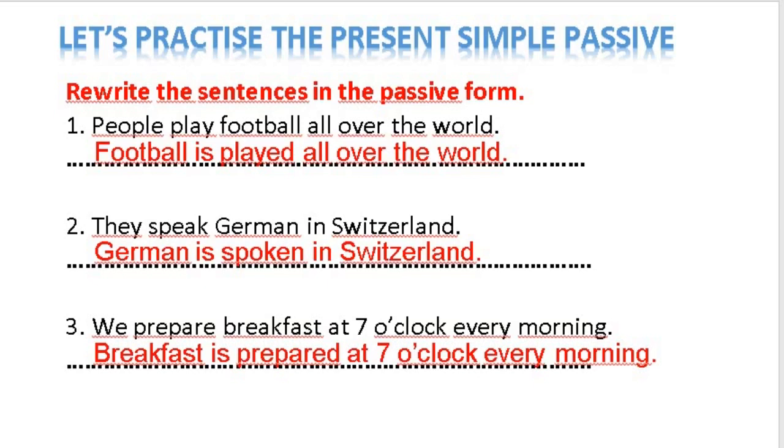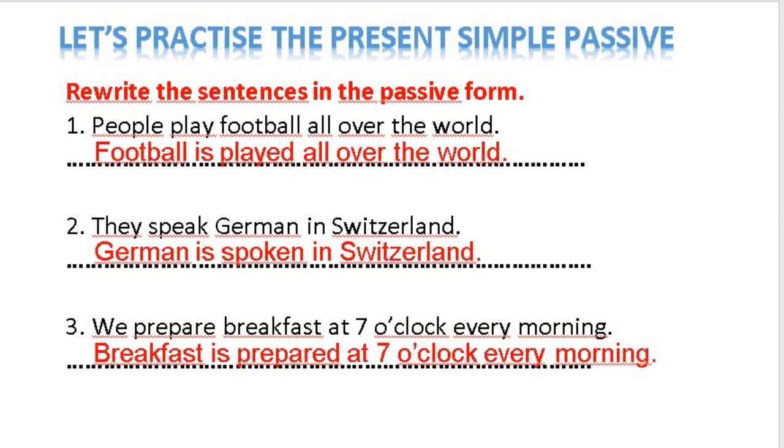Now let's look at the second one. They speak German in Switzerland. Okay, it's an active sentence. How do we understand it? We understand it because the person who does the action is obvious. Who speaks German in Switzerland? They speak German in Switzerland.